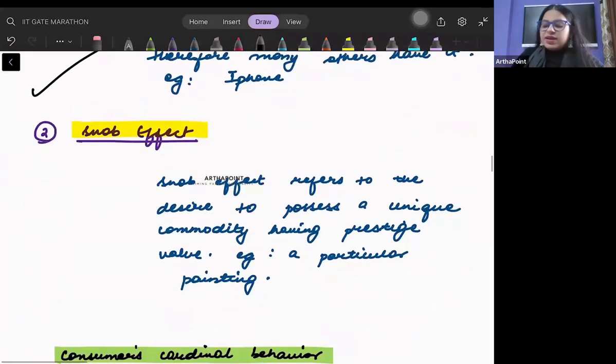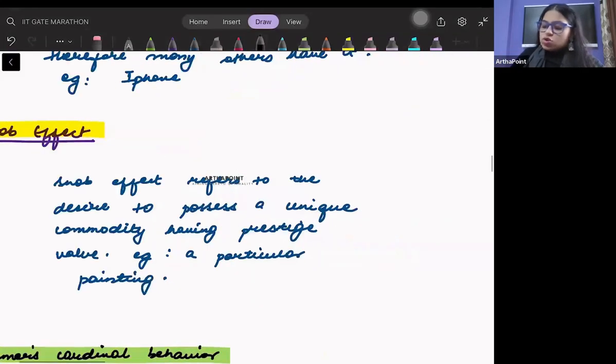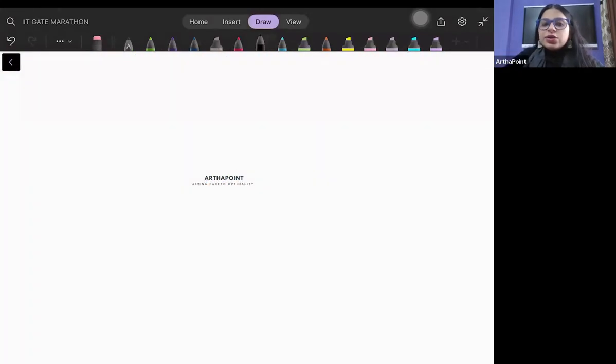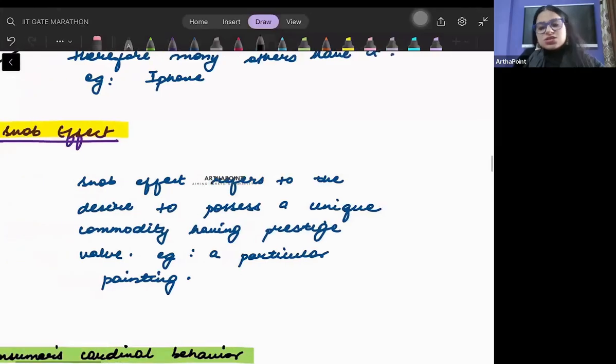The second thing that we have is called a snob effect. So what is the snob effect? That you demand something which is rare. I want to pay a very high price for something because it is very rare and has a lot of prestige value. For example, a particular painting. This is a very unique thing, not available in the market at all. So I will go ahead and buy that thing just to show that I can afford it due to my prestige. That is called the snob effect.